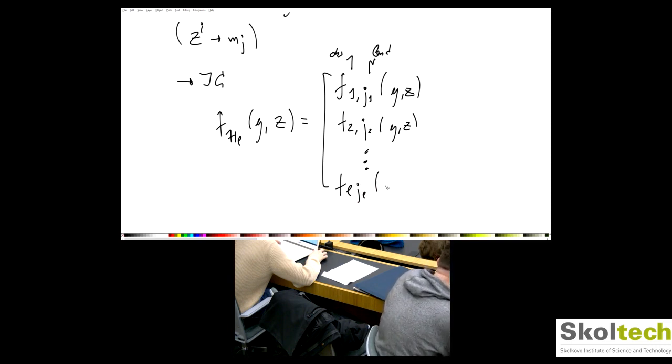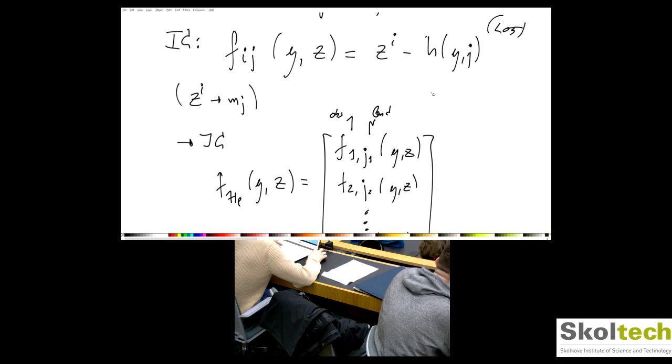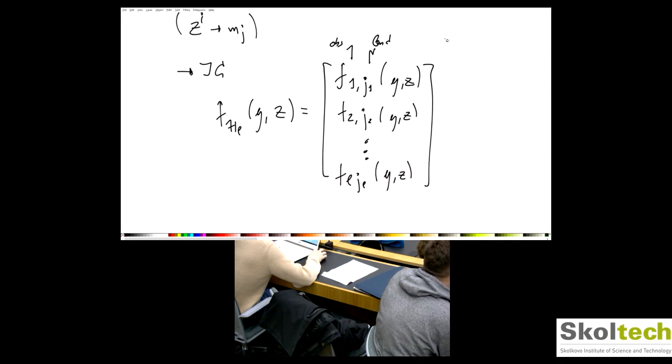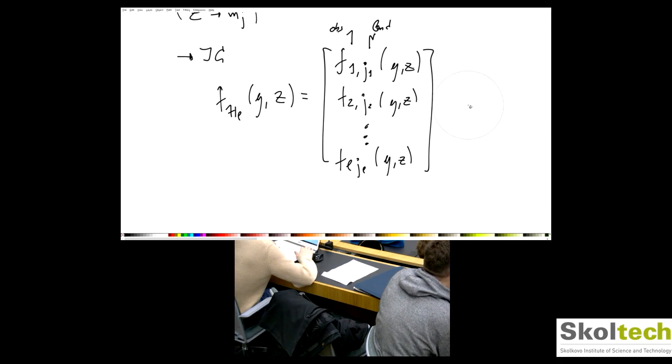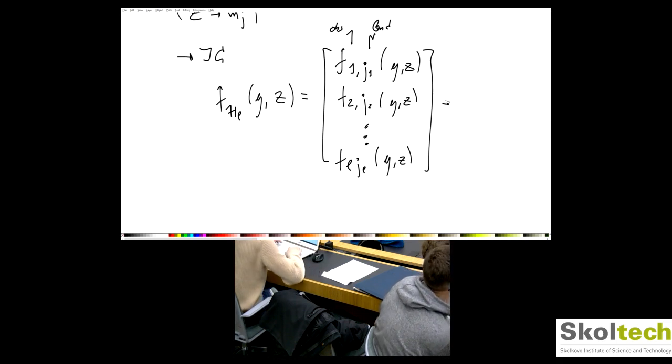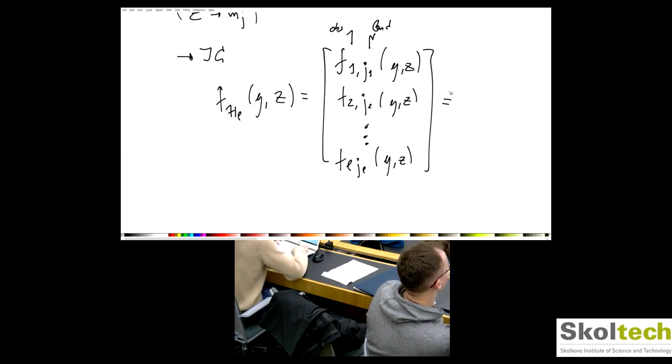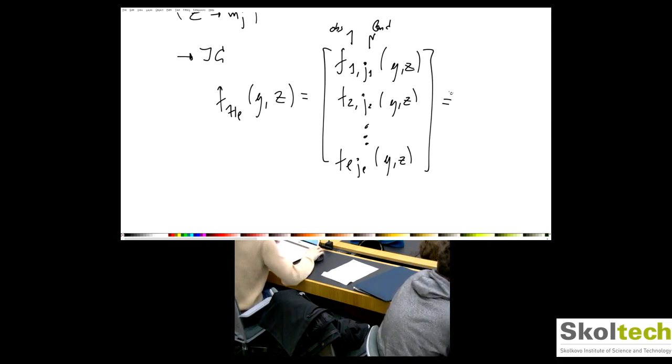Now we have all these stacked functions. All of them are trying to match the observation with the model that we provided. The closer they are, the more likely it is to be the observation of that given landmark. If it's really far away, then it's not a good correspondence. So this is true, but we can also write this in incremental form.